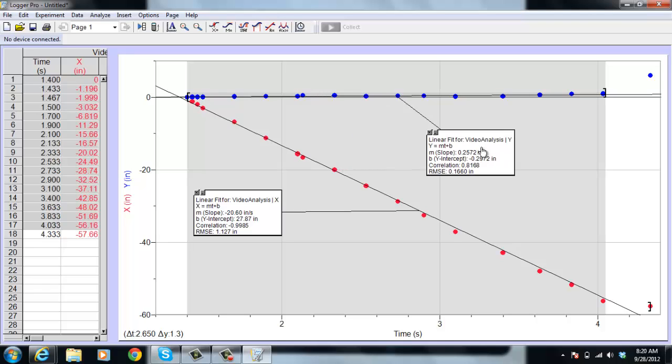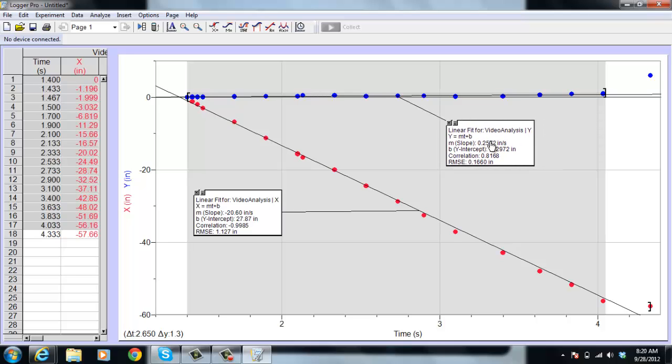So that's how you do a linear fit or a video analysis of an object moving. If you have any questions about this, you can always rewind, rewatch, and retry.